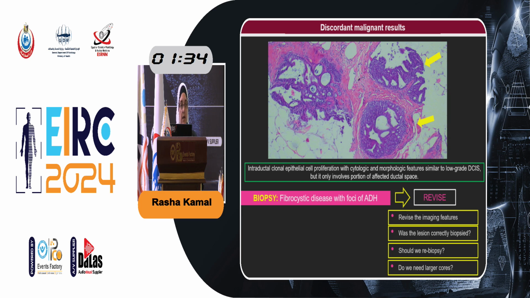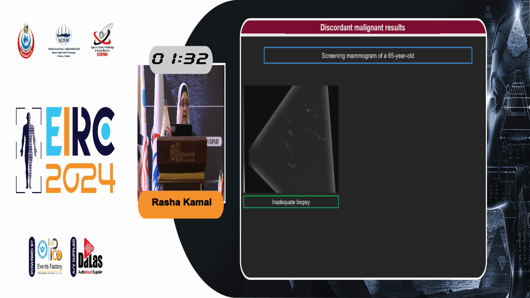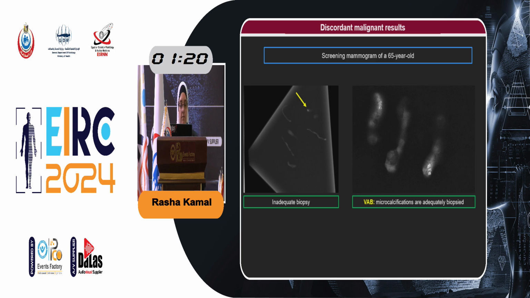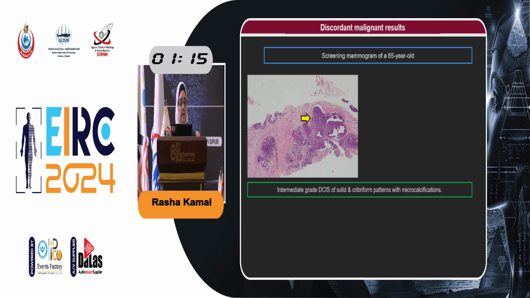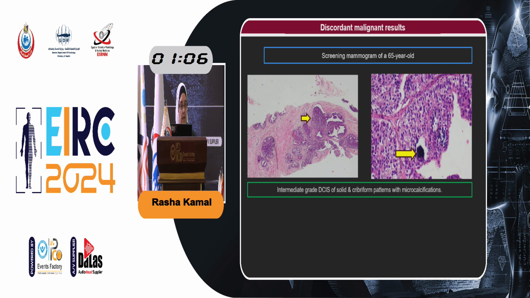Was the lesion correctly biopsied? And this was the question. We looked at the specimen that was imaged. Only a single fleck of microcalcification was included in the specimen, so this was an inadequate biopsy. We asked for a rebiopsy using vacuum-assisted biopsy. There were microcalcifications now in the core, and this time in the pathology report it was written that this was an intermediate grade DCIS of solid and cribriform patterns with microcalcifications. And again, the pathologist should document in the report that he saw calcification.